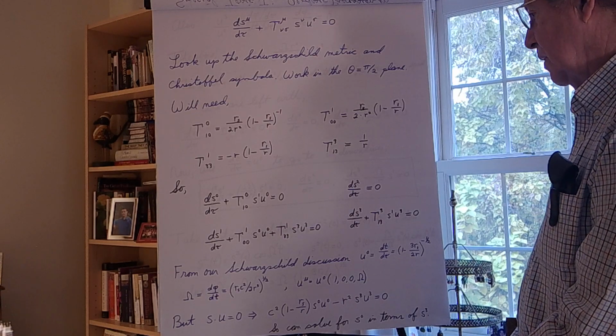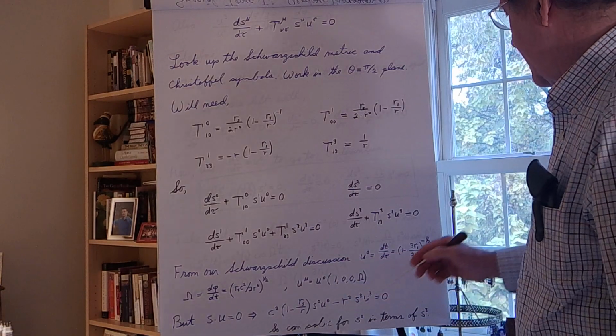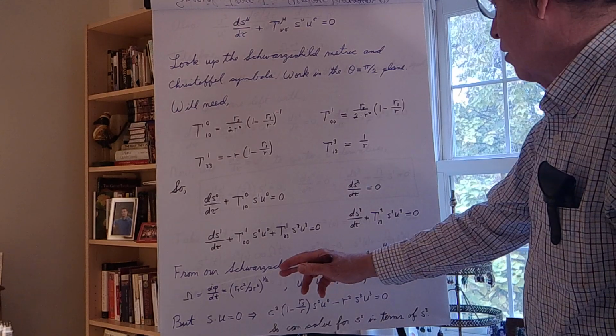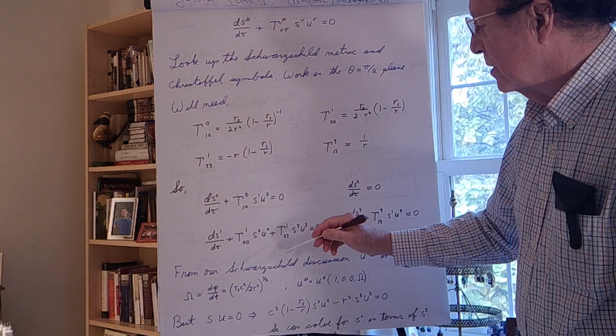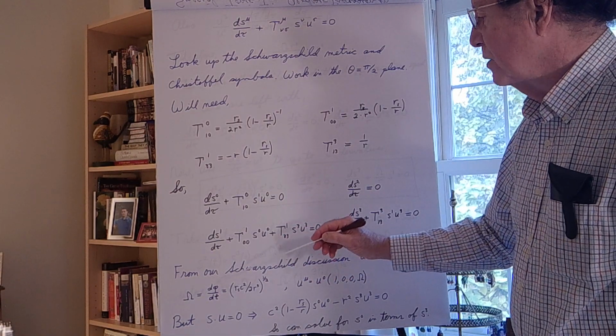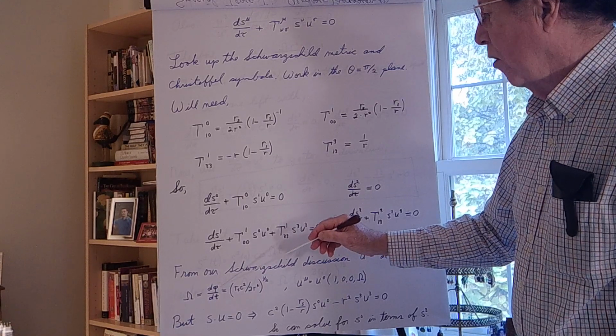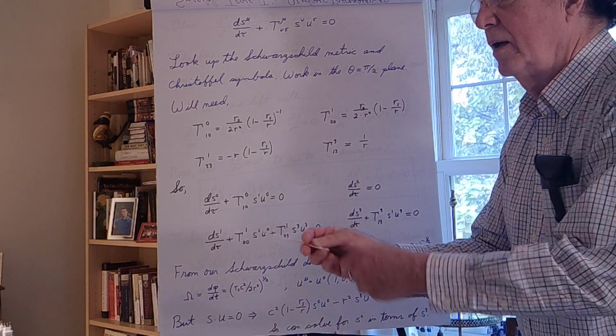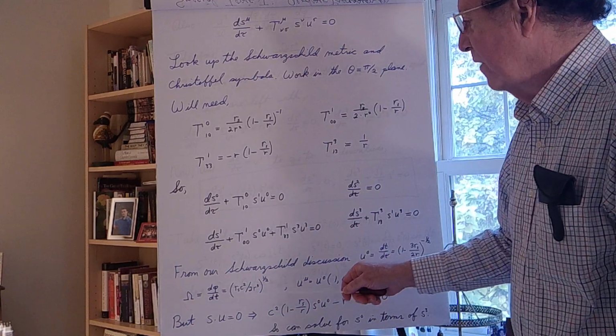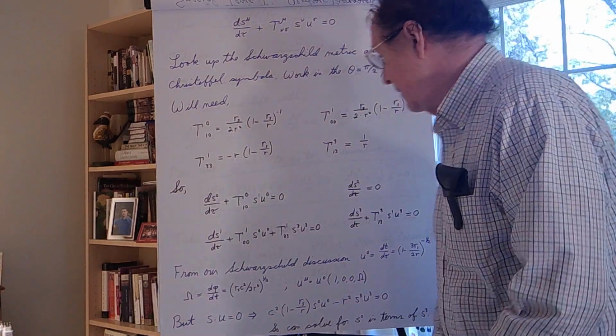So whatever. And then I had the variable capital omega. That was the time rate of change of the orbital angle phi, the orbital angle phi as a function of coordinate time t.